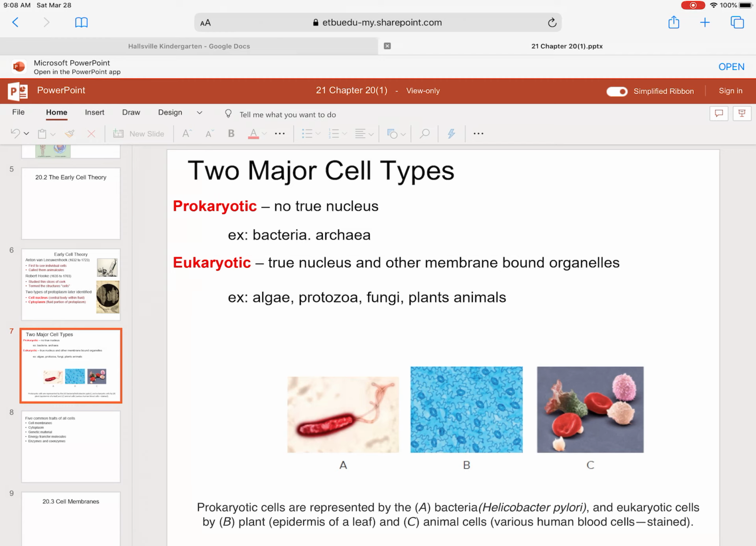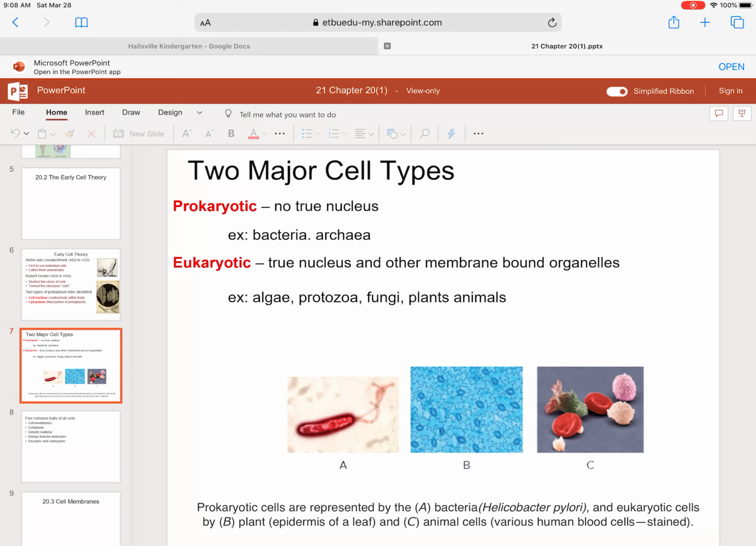There are 2 major cell types. The first is prokaryotic. These are going to be cells that have no true nucleus. Bacteria and archaea are the 2 groups that are defined as prokaryotics. So pro will always mean no true nucleus. Eukaryotic cells have a true nucleus and other membrane-bound organelles. And so the examples there are algae, protozoa, fungi, plants, and animals.